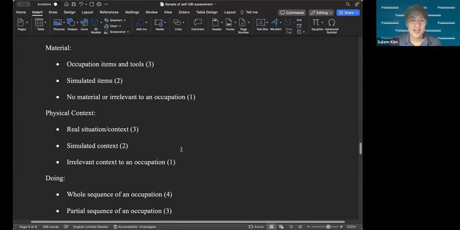Physical context. Is the occupation actually being done in a real situation or context, or is the whole situation or context simulated? Or is it irrelevant to this context, to an occupation? So most likely, or I'll say maybe a little less than half of the situation of this occupation-based intervention could possibly be a simulated context because of the therapy being done in a hand therapy setting. However, if the occupation can be done on top of a table or a sink in the hand therapy clinic, then it could still be the real situation or context. However, if it's irrelevant at all to that occupation, then we'll give a score of 1.